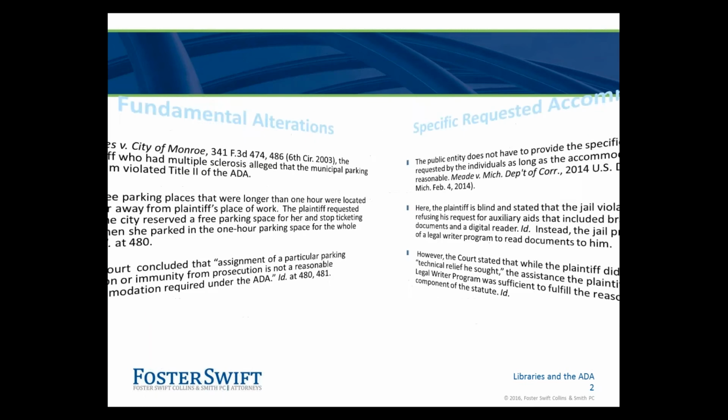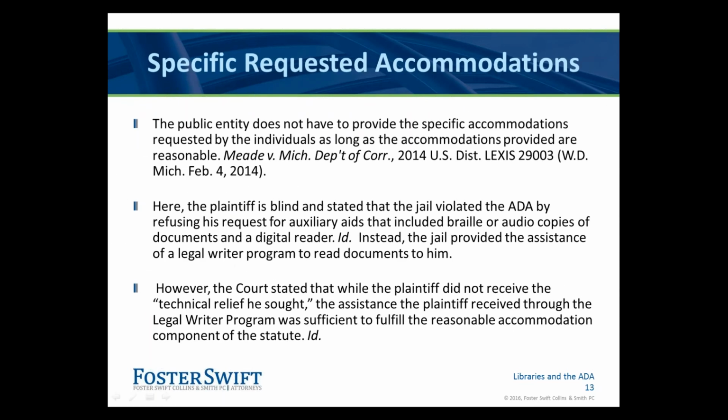In another example, this one involved a jail, and a public entity does not have to provide, again, the specific accommodations requested as long as the accommodations that are provided are reasonable. Here, the plaintiff in this case was blind and stated that the jail violated the ADA by refusing his request for auxiliary aids.